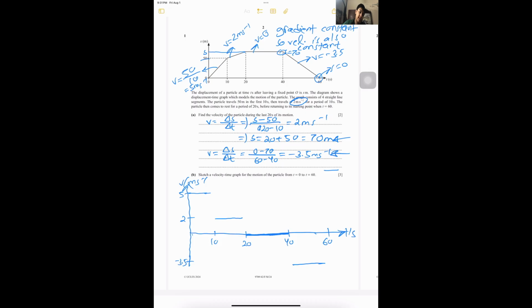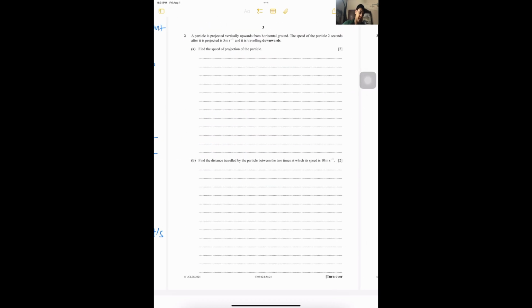So the second question, let's move on to the second question. A particle is projected vertically upwards from horizontal ground. The speed of the particle 2 seconds after it is projected is 5 meters per second. And now it is traveling downwards. Let's get an idea. So this is what is happening. The particle is projected upwards, and this is kind of the motion.